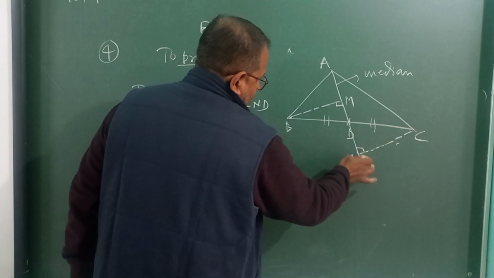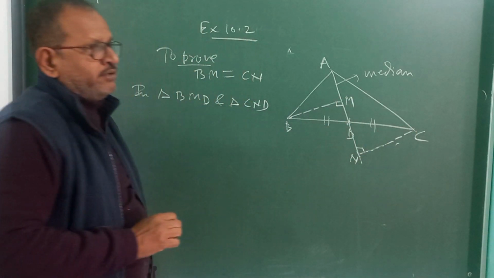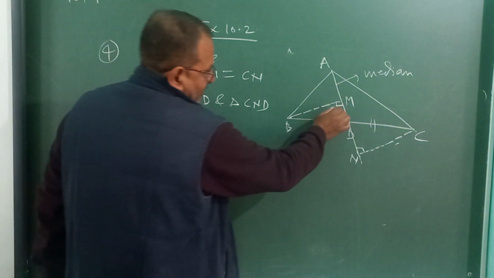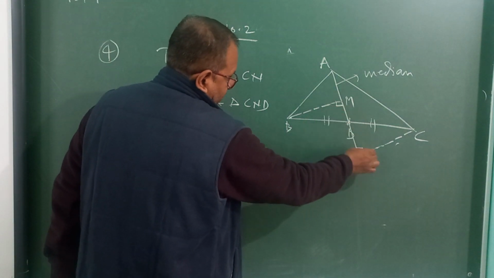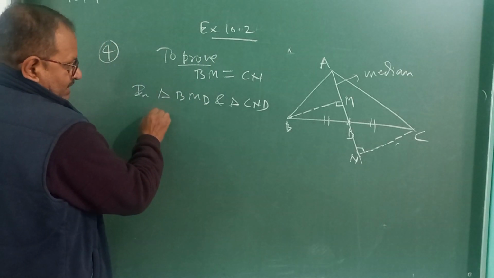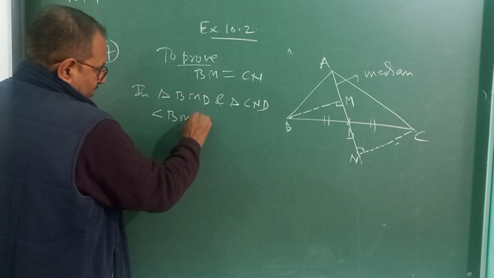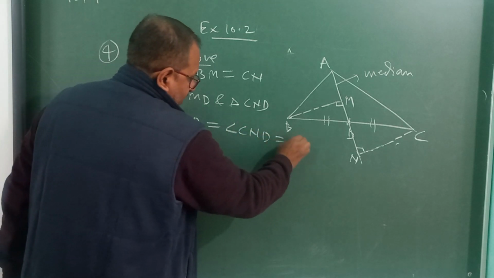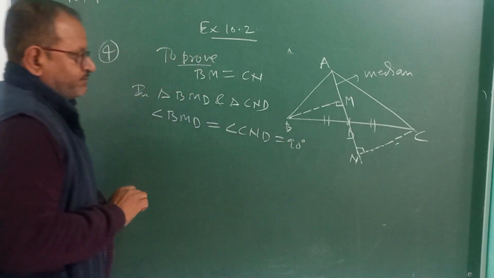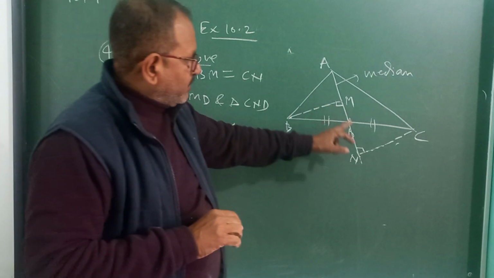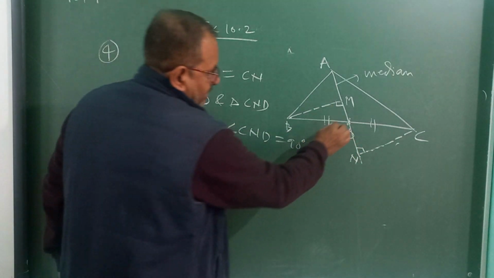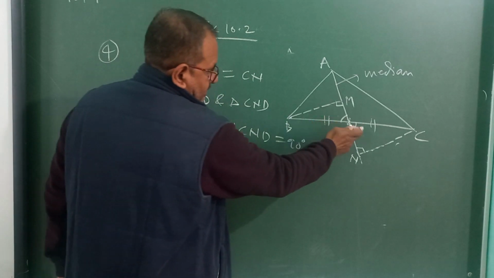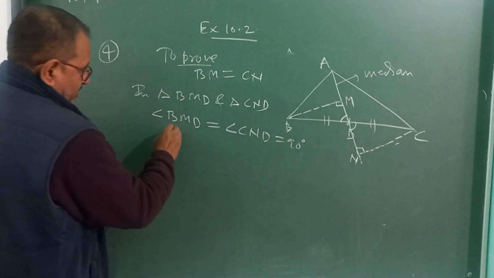Triangles BMD and CND, we have to prove them congruent. So how can we prove it? One angle is given here as 90 degrees because it is perpendicular. So we can write angle BMD is equal to angle CND, 90 degrees. These two angles are 90 degrees. We can see that these two angles are vertically opposite angles.